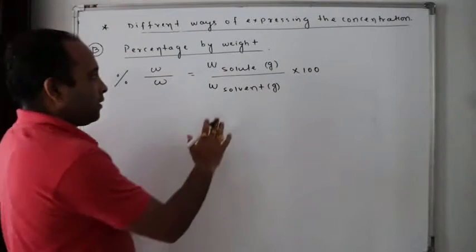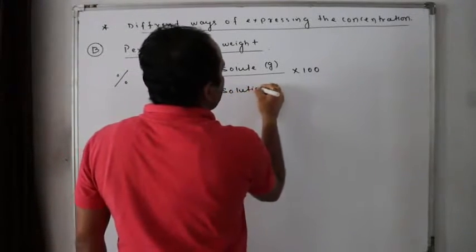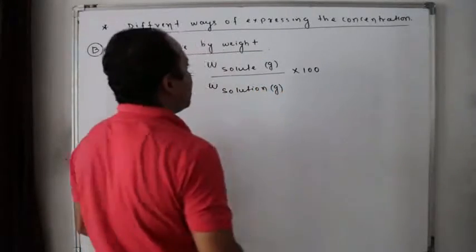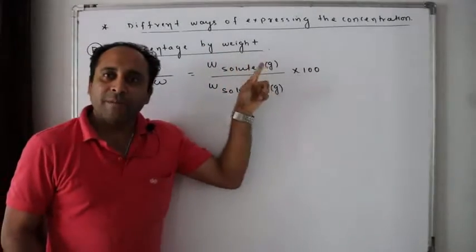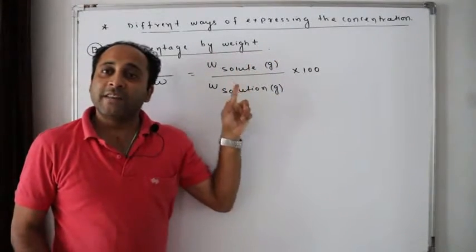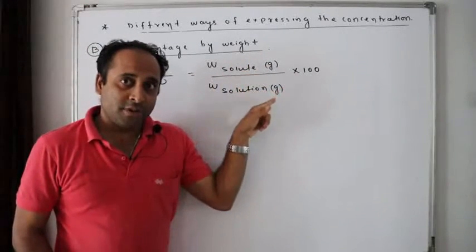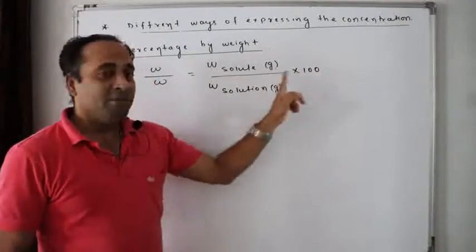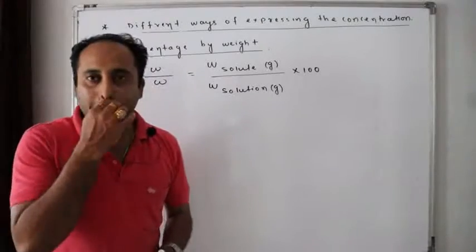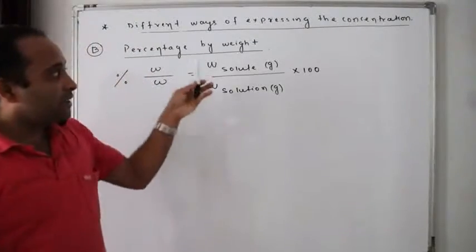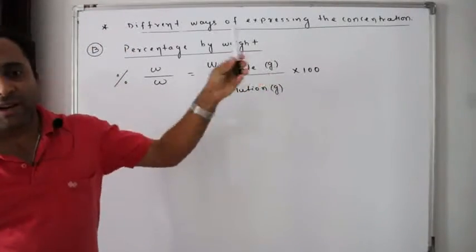Okay, sorry, I just made some mistake. W of solution in grams into 100. What do you mean by this percentage by weight? It means the amount of a solute present in a given amount of solution, not solvent, in a given amount of solution into 100 is called percentage by weight. Percentage by weight is the amount of a solute present per amount of solution. Both are in grams into 100.